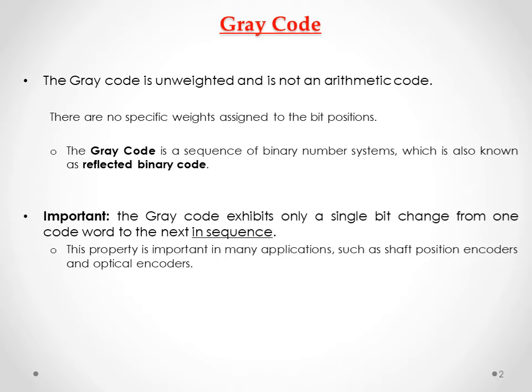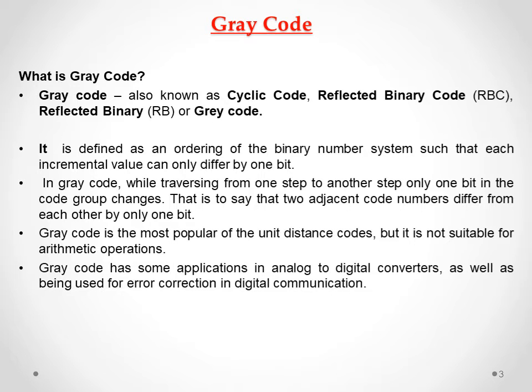This property is important in many applications such as shaft position encoders and optical encoders. Gray code is also known as cyclic code or reflected binary code. The gray code is most popular as a unit distance code, but it is not suitable for arithmetic operations. Gray code has some applications in analog to digital converters, as well as being used for error correction in digital communication.